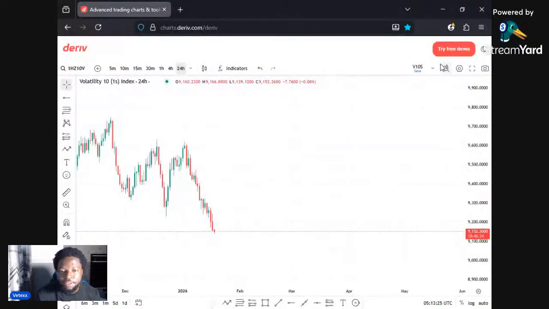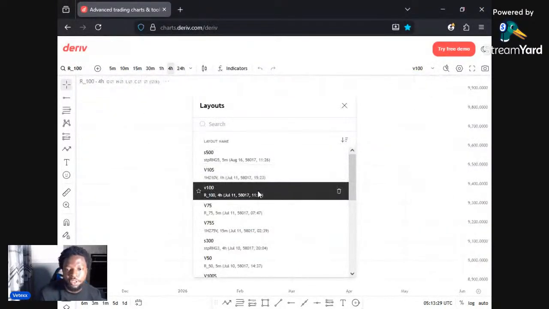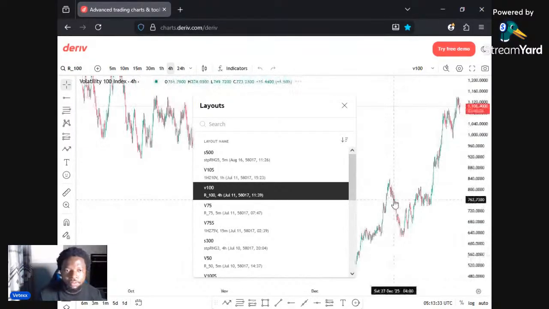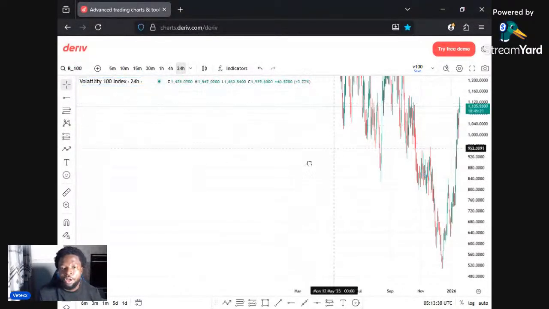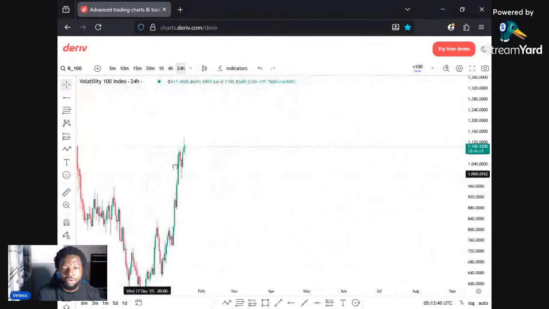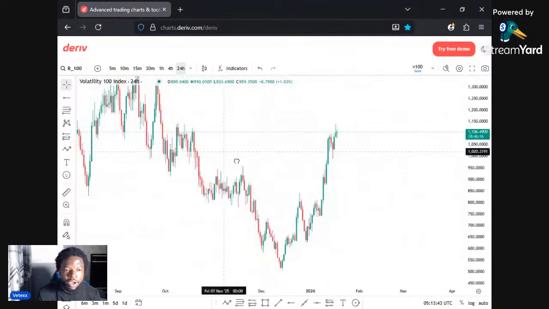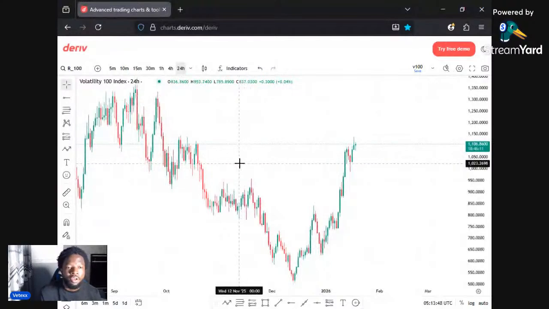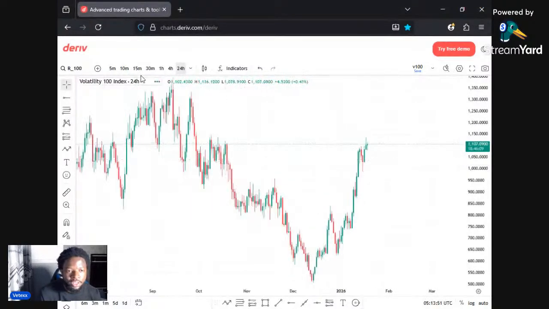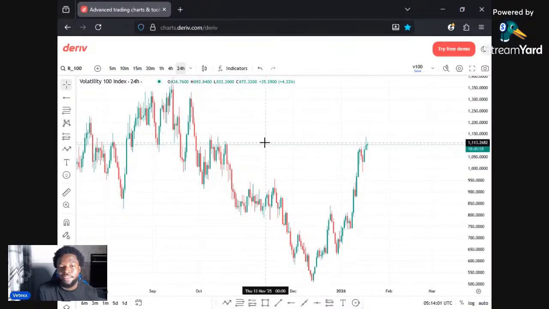The next pair on my list is V100. Okay, Volatility 100 Index. Going to the higher time frame, look out for where the price is coming from and where it's going to. So what do you have on V100? As you can see, currently V100 is bearish on the weekly time frame, and on the 24-hour time frame it is trying to go to a point of interest. It's looking for a point of interest that it can start reacting from.